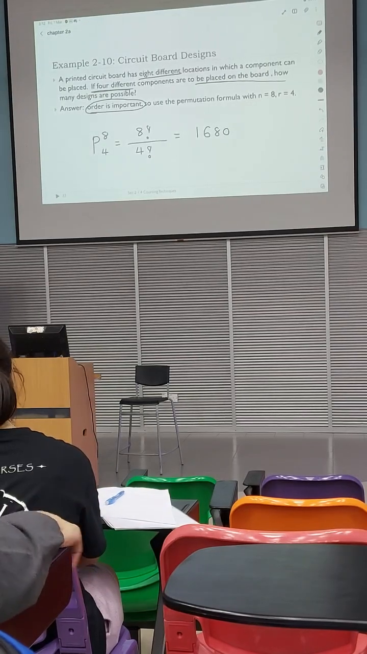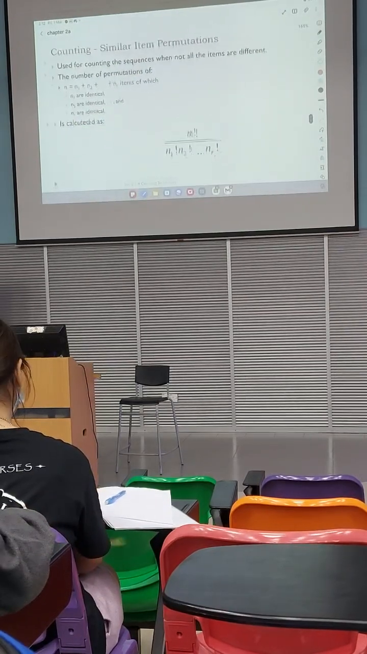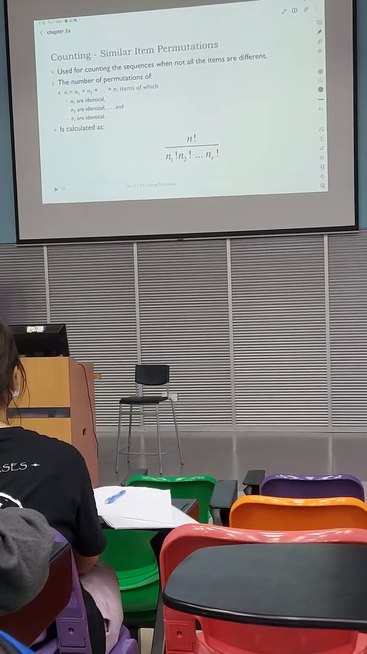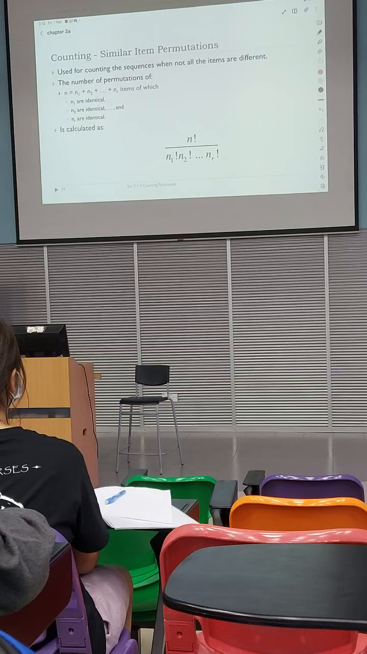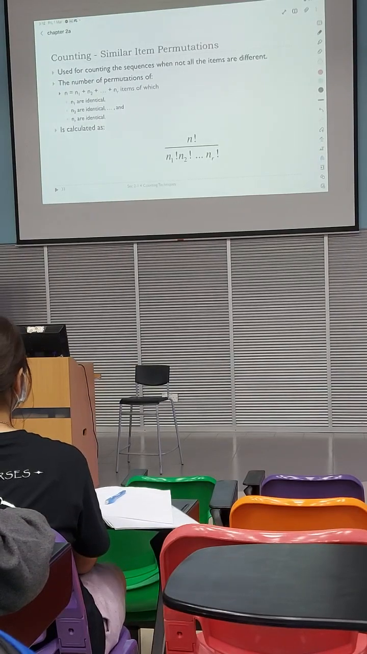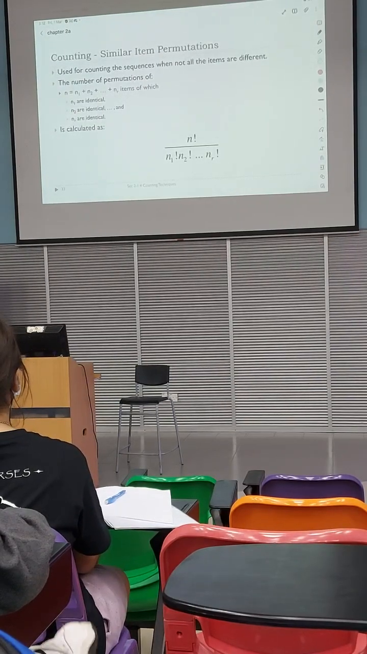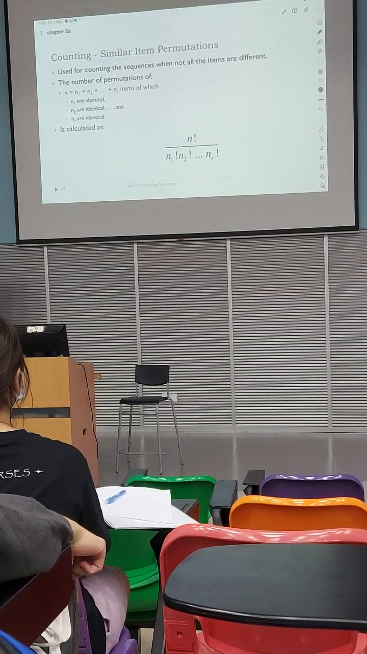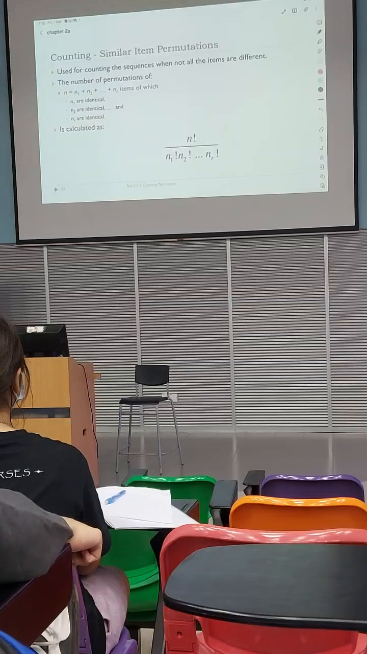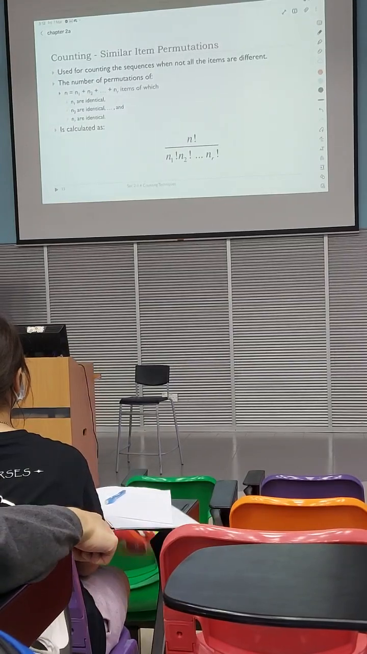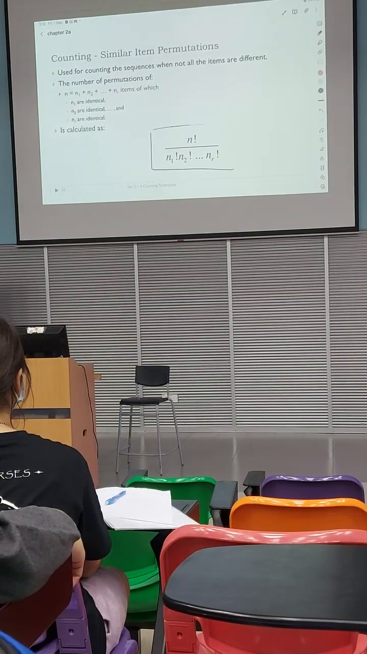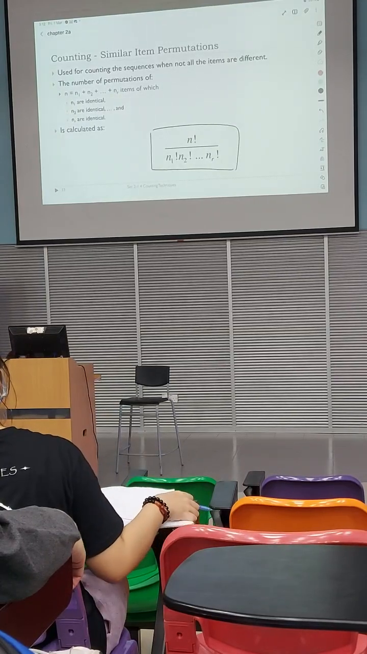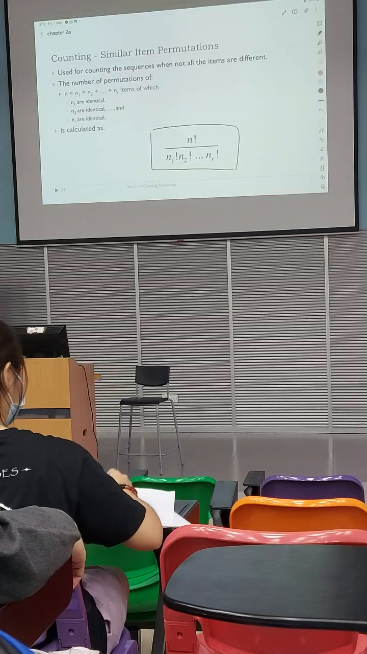Alright, there are some certain cases where you are asked to count similar item permutation. It is used for counting the sequence when not all the items are different. So all these n1, n2, n3 until nr are identical. If that is the case, we have to apply this formula. No r, just n: n factorial divided by n1 factorial divided by n2 factorial and so on.